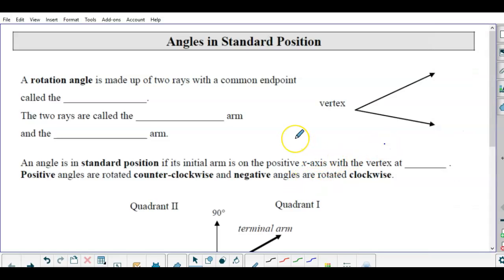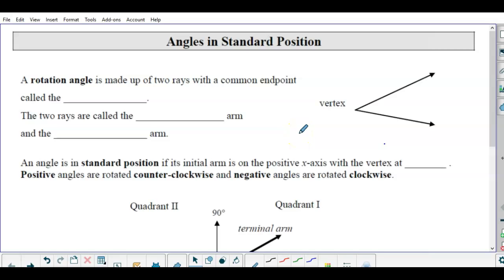Okay, so we're looking at angles in standard position today, a little bit of an extension from our right-angled trig. It all goes back to our right-angled trigonometry, but now we're going to look at angles that are bigger than 90 and what happens with them. So, some definitions to know about.